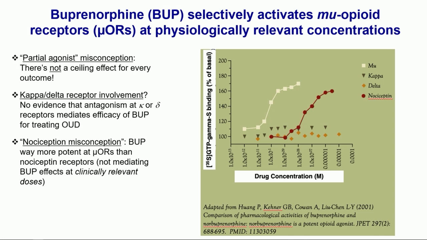There's also a nociceptin misconception, I call it, which is that buprenorphine, as you can see in the red dose response curve, does activate nociceptin receptors, but there's a three log unit, or thousand-fold, shift in potency. So it's much less potent at nociceptin than at mu receptors, and of course we don't clinically have a thousand-fold difference in buprenorphine doses. So the wonderful law of parsimony, Occam's razor, tells us that really all we need to focus on is buprenorphine's actions at mu receptors.